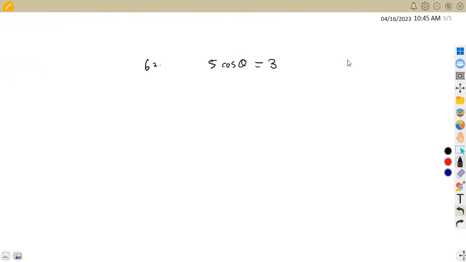And there is an important part that we are given: tan of theta is greater than 0. Why are we given this condition? Take note, if you check from the ratio of cos, let's say we divide by 5 here, we have our cos of theta, which is equal to 3 over 5.